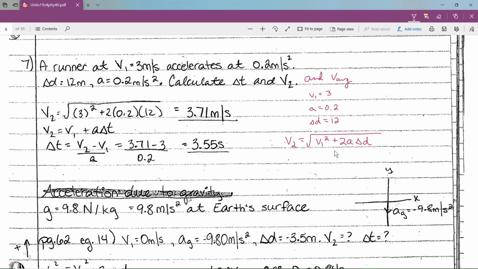Now, somebody's going to say, do I do positive square root or negative square root? Well, here let's use positive square root, okay? We just assume we're going to the right as positive, and that'll work. So it becomes the square root of 3 squared plus 2 times 0.2 times 12, and I get 3.71 meters per second. So that's V2.